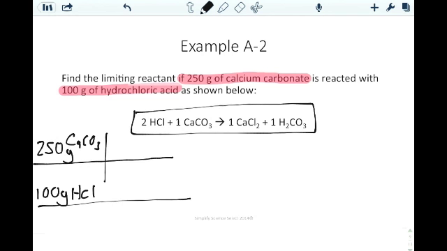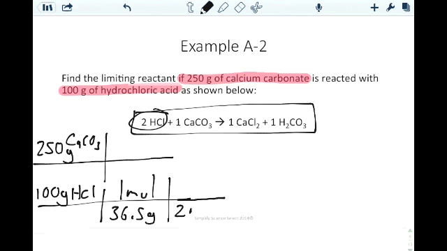Okay, so we set it up, and remember, anytime we see grams anywhere in stoichiometry, we've got to use our molar mass. So the molar mass of hydrochloric acid is right around 36.5 grams per 1 mole. And in the reaction, what we see is that we have 2 moles of HCl in one reaction. Okay, and that gives us a total of right around 1.37 moles in a reaction.